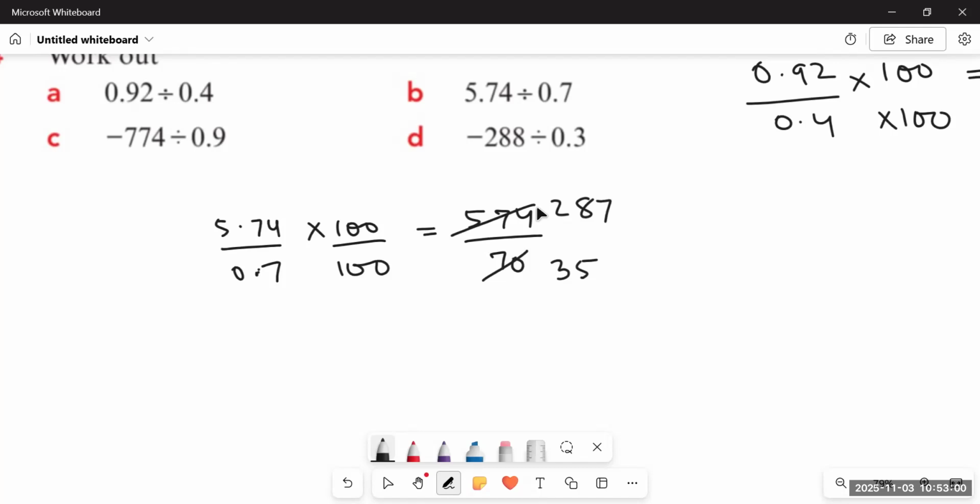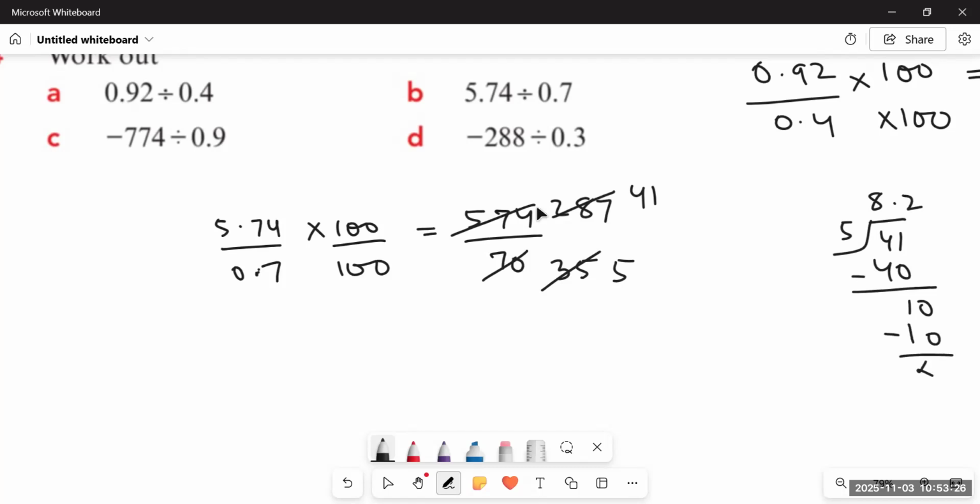Okay. And then we can divide 287 by 35. And it seems to be divisible by 7 each. 7 fives are 35. And 7 fours are 28. 7 ones are 7. Okay. Now we can easily divide 41 by 5. 5 eights are 40. Here comes 1 as the remainder. We'll put a decimal. So it becomes 8.2.